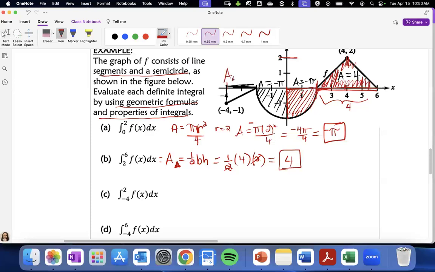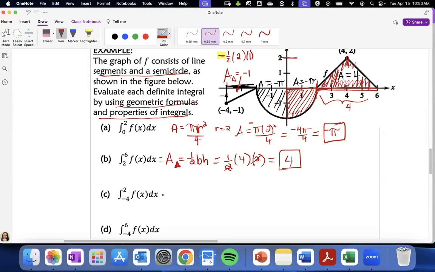Negative 1/2, let's see. 1/2 times the base is 2. The height is 1, times a negative. It's going to be -1, right? Does that make sense? So yeah, we pop a negative in front because it is below the axis. So it's going to be negative. So this is going to be -1.